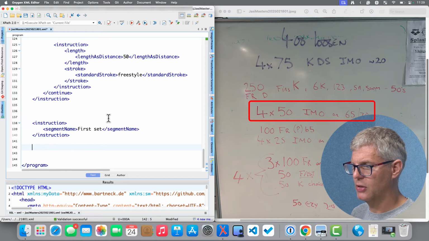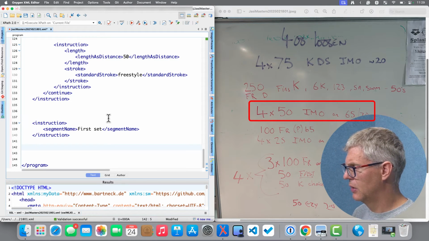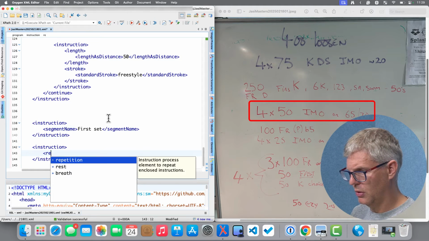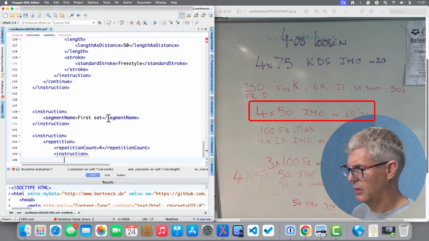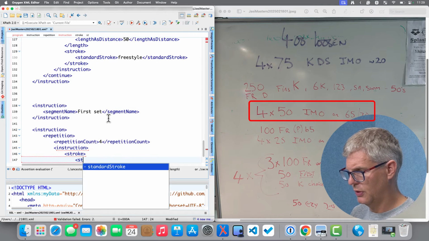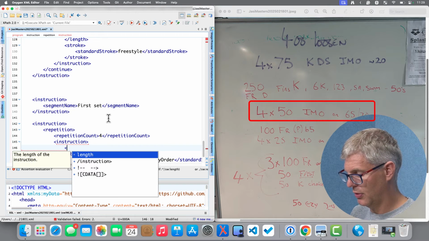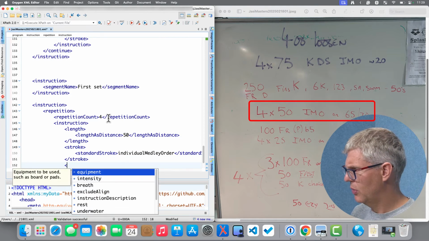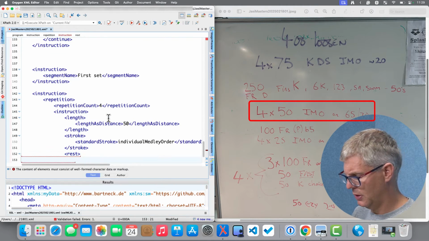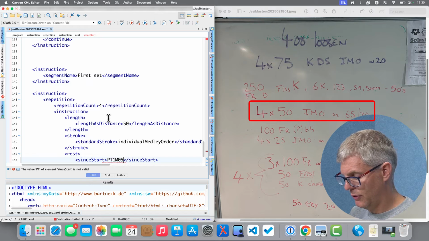Then we move back into a first set because the 50s repeats in a way. We've got 4 times 50s, 4 times 25s, maybe there is some sort of set. So we start instruction, a repetition with 4 repetitions. And we have a standard stroke, individual medley order. Maybe I should first start with the length. Length as a distance, 50. And we have a rest period, which is specified. Since start, 1 minute, 5 seconds.